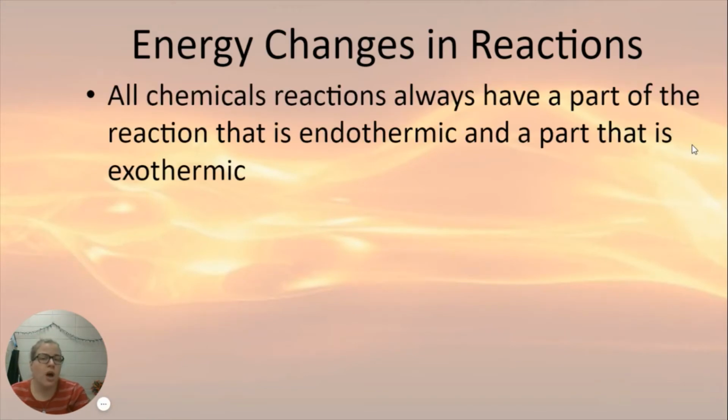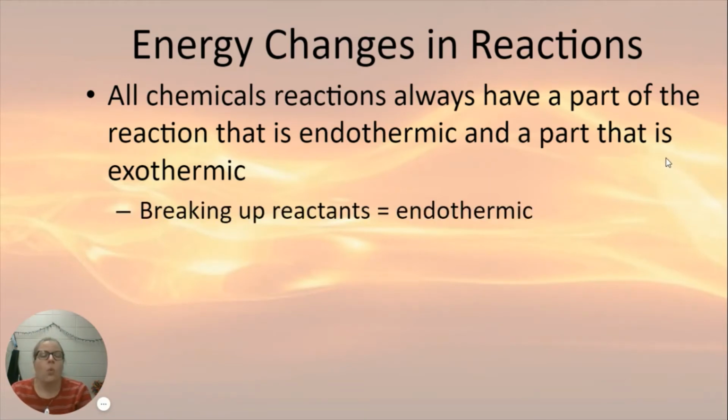So when we talk about our chemical reactions, you always have to think about them having two parts. One part of the chemical reaction is always endothermic, and one part is always exothermic, no matter what. So we've talked about endothermic and exothermic. Endothermic means that the energy needs to go in to make something happen, and exothermic means energy comes out as a consequence of that thing happening.